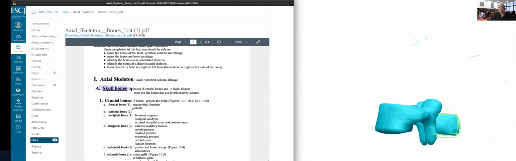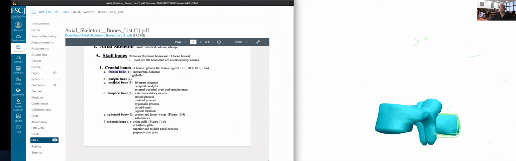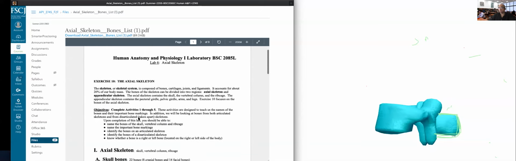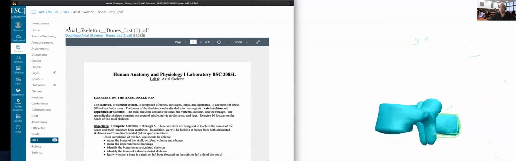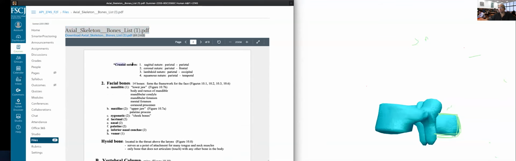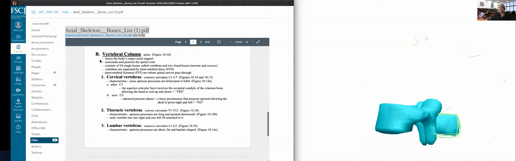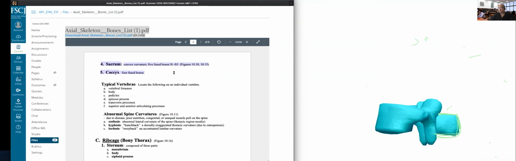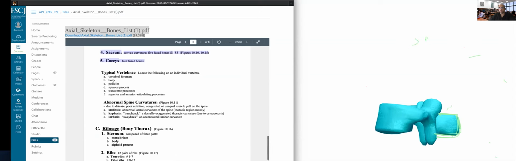You're going to have the skull bones, the bones that we've discussed: frontal bone, parietal bone, occipital bone, temporal bone, sphenoid bone, ethmoid bone, and you're going to see the important bone landmarks that you need to identify in each of those bones. This is a PDF file under module two called Axial Skeleton Bones List. You're going to see the different cranial sutures, the different facial bones, all the bones that we have discussed, and the vertebral column with the different vertebrae and the important landmarks that you need to know for each of them.